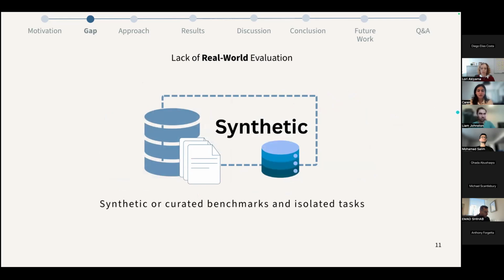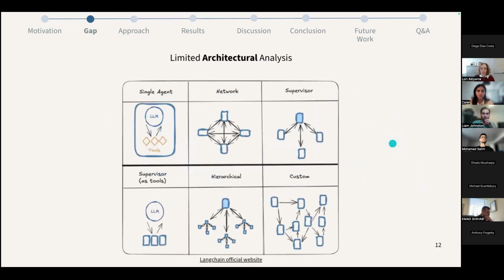The third gap is the lack of real-world evaluation. Many existing studies rely on synthetic UI benchmarks or automatically generated design code pairs. While these data sets allow controlled experiments, they often fail to capture the complexity of real development workflows.